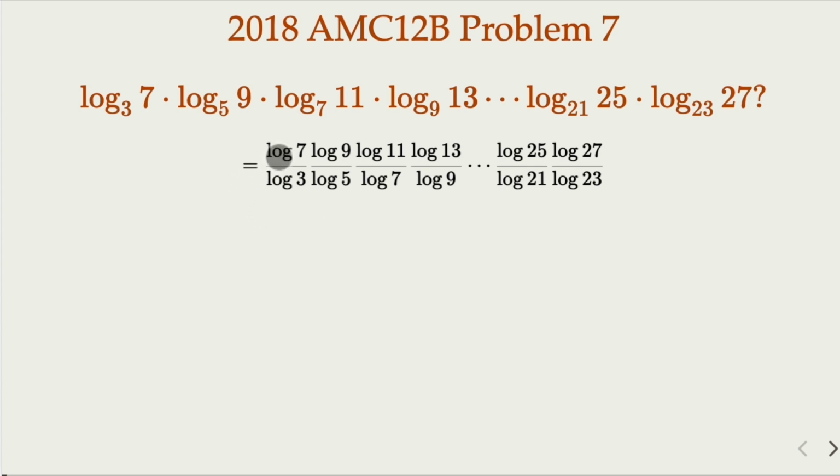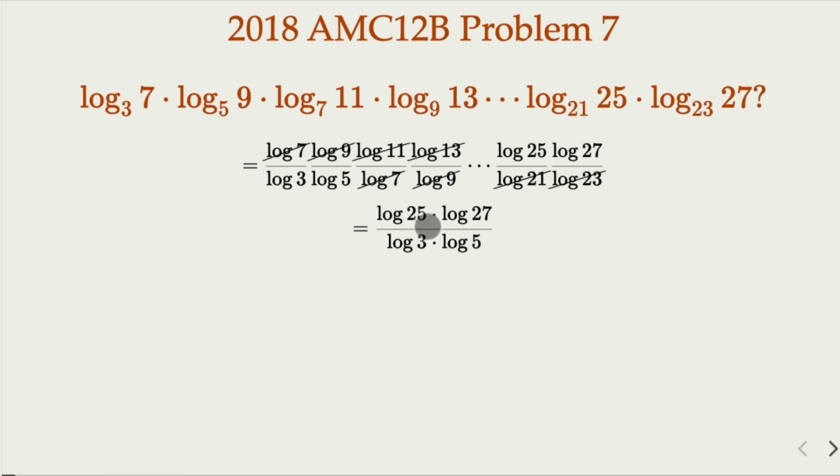Now here's the product, the fraction. Notice that on the top you start from 7, 9 up to 27, and on the bottom 3, 5, 7, and then up to 23. Now you would cancel terms, for example 7 would be cancelled, so it's 9, and so on and so forth until everything is cancelled except for 3 and 5 on the bottom and 25 and 27 on the top. So what you have here is this simplified fraction.